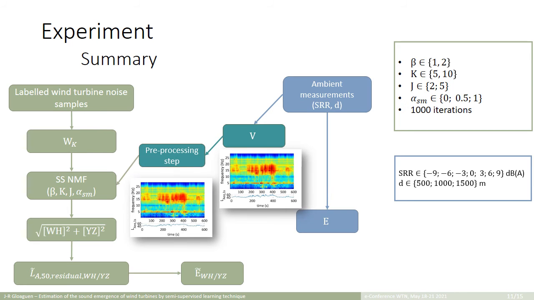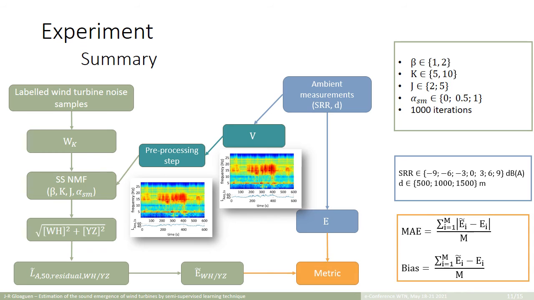In parallel, we have 60 designed scenes, each of them defined for several SRR values and the 3 distances. We also had a pre-processing step, which consists in discarding the loudest temporal frames in the spectrogram and replacing them by interpolated data to assure continuity. And finally, with the emergence estimated by NMF and the exact emergence, we compute an estimation error through the mean absolute error. Bias is also added to help us to interpret the behavior of the method.